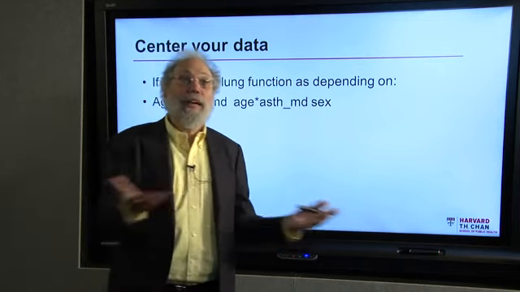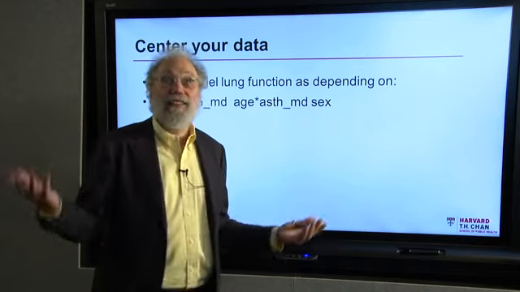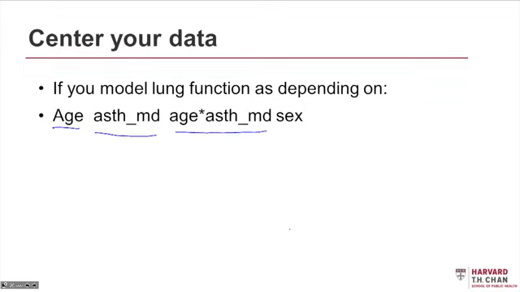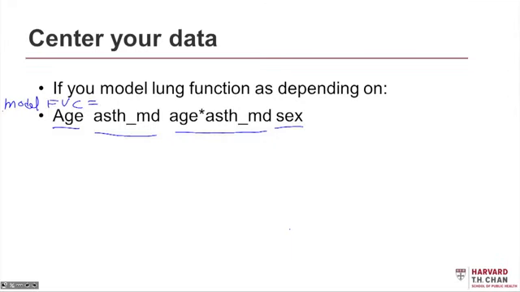Why? Well, imagine I fit a model, and I'm looking at lung function. My model is that lung function depends on age. Maybe it's a little lower in people who have asthma. Maybe it doesn't grow as fast in people who have asthma. And it depends on sex, right? So you would write in SAS, model FVC equals that, and then you'd put a semicolon.